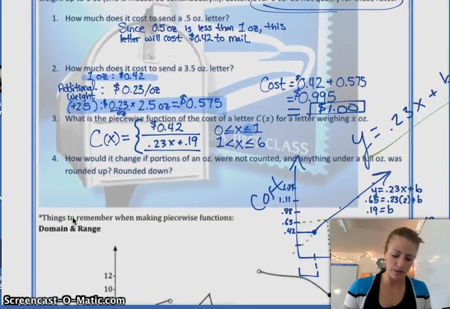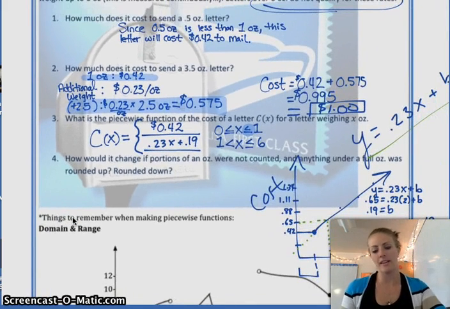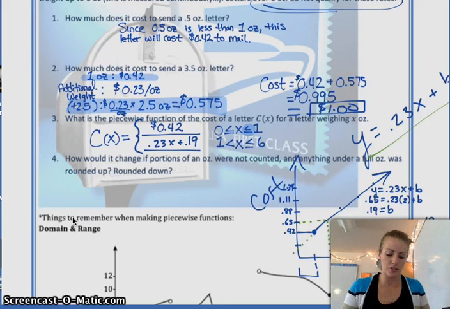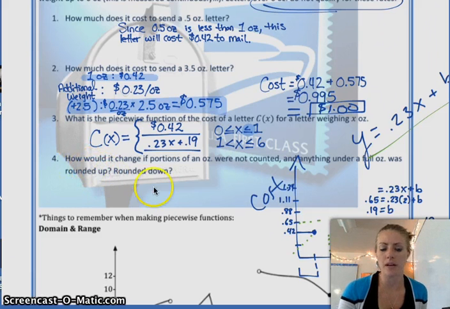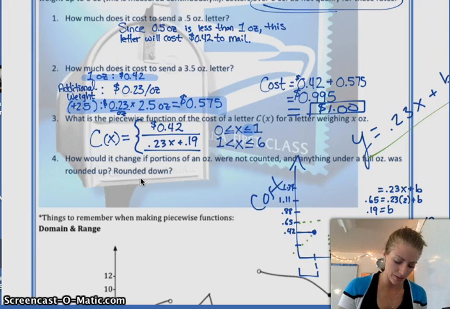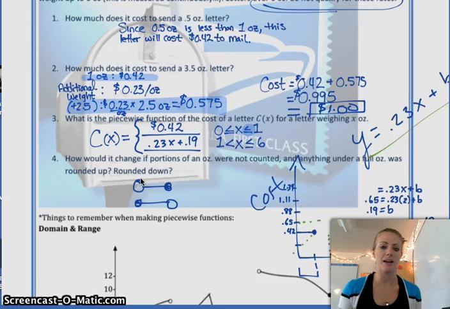Number 4 asks, how would it change if portions of an ounce were not counted and anything under a full ounce was rounded up or rounded down? In this case, you're going to have somewhat of a step function. Instead of a basic linear function, you're going to have steps: 1 to 2, 2 to 3, 3 to 4. Rounded up versus rounded down changes where the hole is. So it might be like this, or it might be like this, depending on the scenario. I'm going to let you figure that out, because I don't want to give you too many hints.